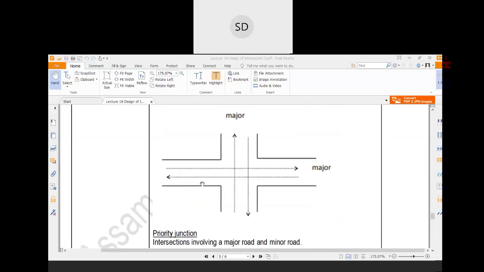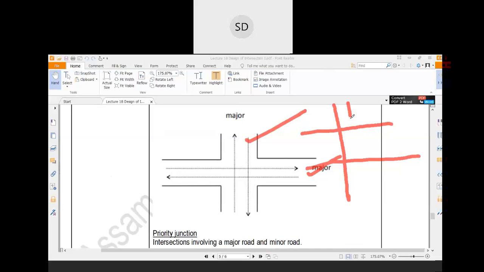Then priority junction. Suppose in the uncontrolled junction, what happens? This is also a major road. This is also a major road. This is also a major road. The width of these roads would be the same. But in a priority junction, what happens? Suppose this is a major road of a greater width, which will meet with a minor road with a smaller width. This is called priority junction.